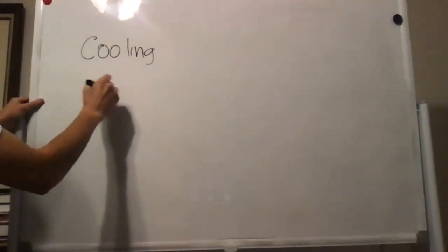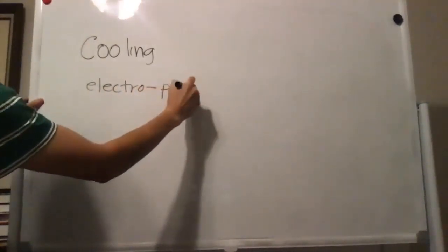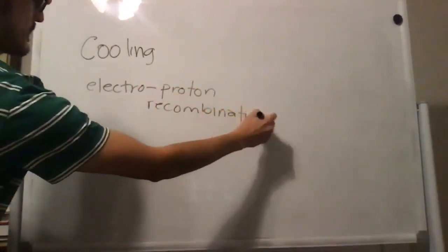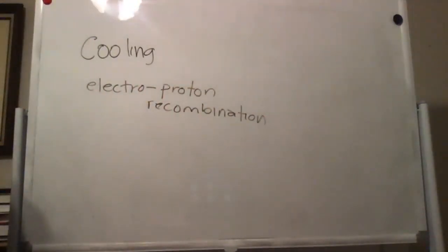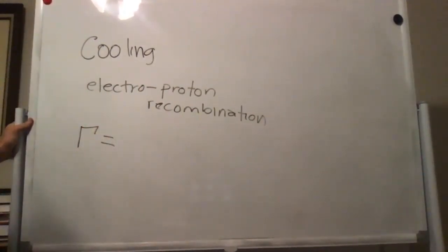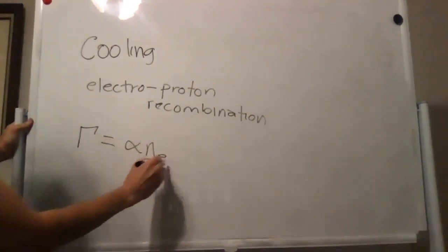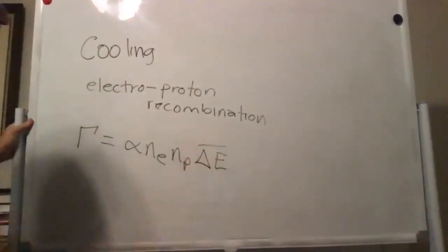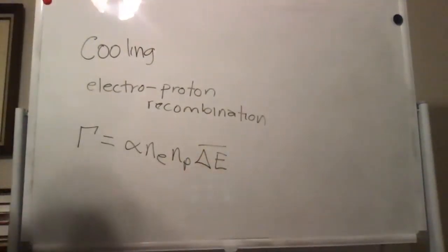So one mechanism is electron-proton recombination, as I mentioned over there. We saw last time that the heating function was alpha, the density of the electrons, the density of the protons, and the average energy of the photoelectrons.